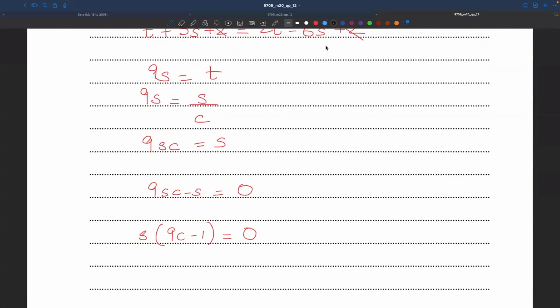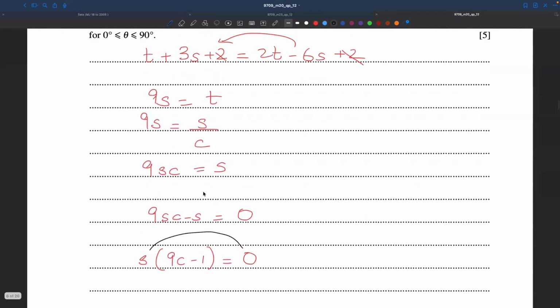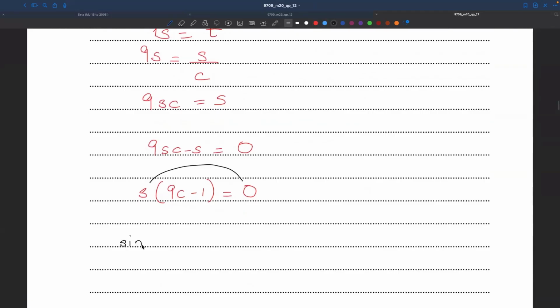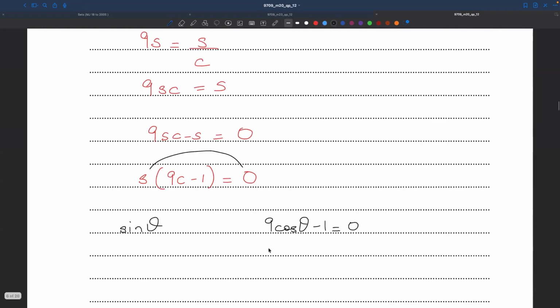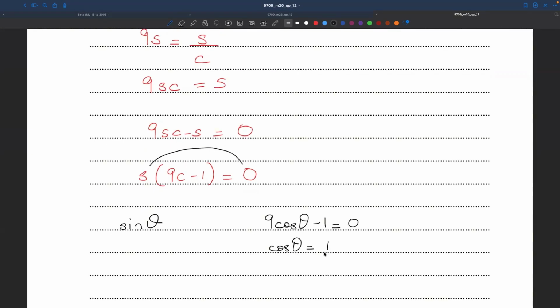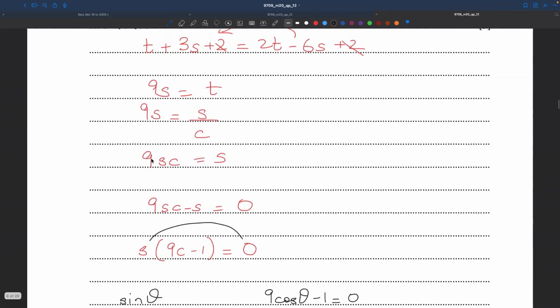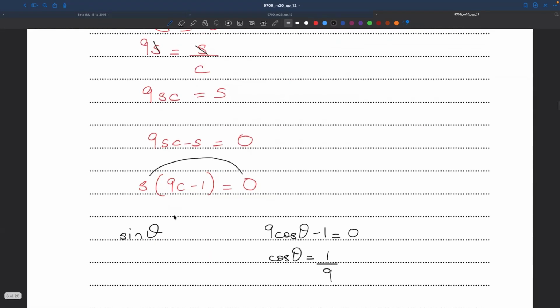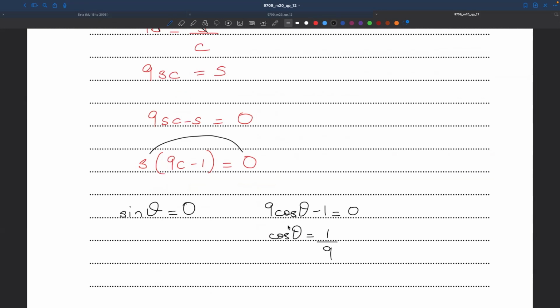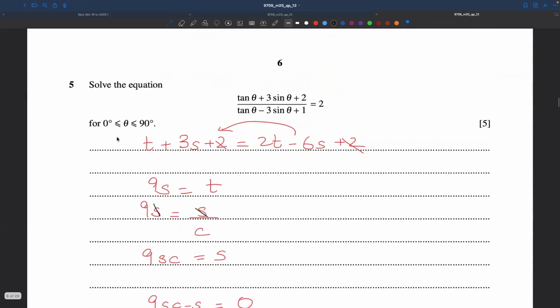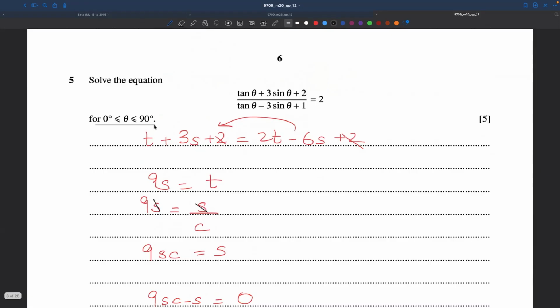What you will get is sine theta is equal to 0 and 9 cos theta minus 1 is equal to 0, which means cos theta would be equal to 1 upon 9. A very common mistake that students make, and I would want everyone's attention, is that students cancel the sine out. When you cancel the sine out over here, you lose out on possible solutions. So when I do not cancel it out, I have sine theta is equal to 0 and cos theta is equal to 1 upon 9. And we have to give our answer between 0 and 90.